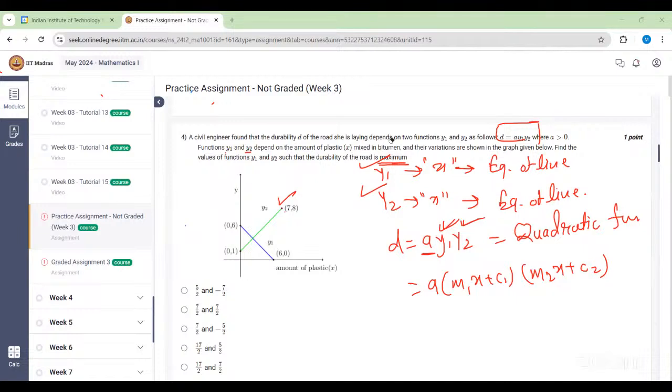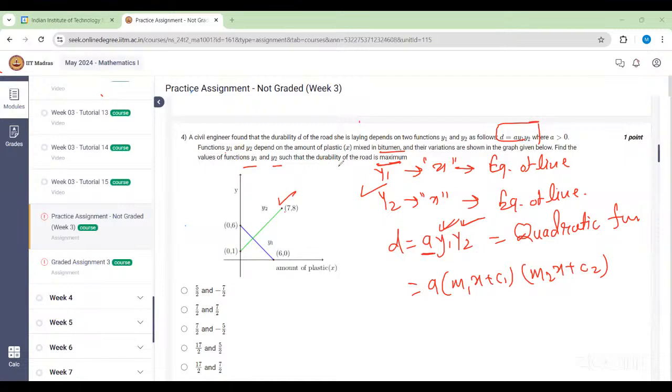See, they are asking about y1 and y2. Y1 and y2 are dependent on the amount of plastic mixed in the bitumen. So find the values of functions y1 and y2 such that the durability of the road is maximum. Okay, so we want to find the values of y1 and y2 such that durability is maximum. Ma'am, I suggest we have to find the x-value of y2 minus y1, the difference between the roads.